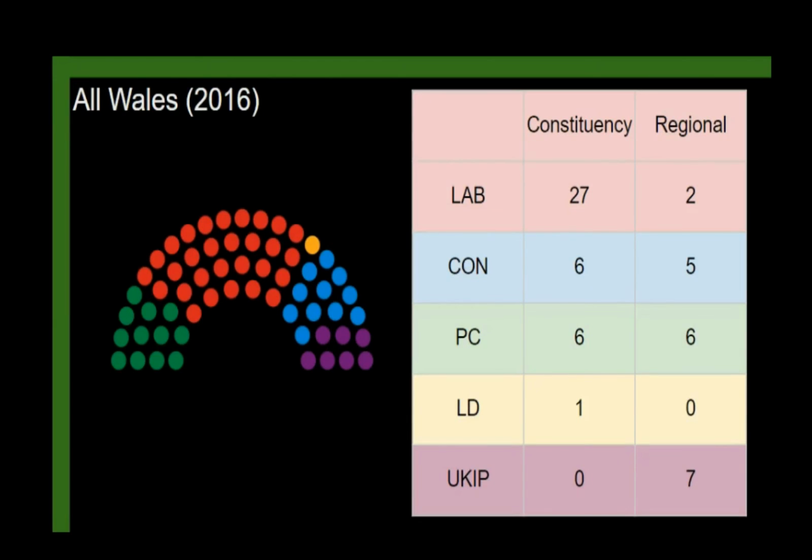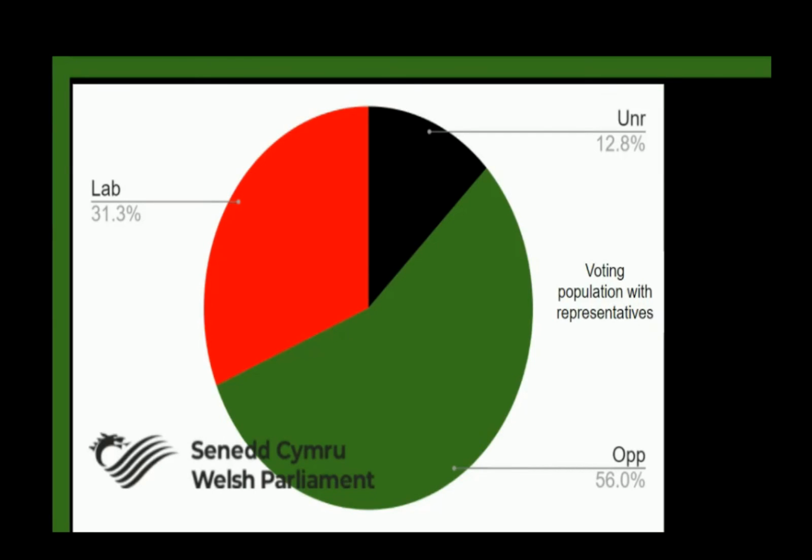Sticking with the 2016 elections, this is how the Senedd ended up turning out, with Labour getting a lot of local support, meaning that they only gained 2 regional seats. Conservative and Plaid end up with a healthy mix of the two. Liberal Democrats only really supported in one local constituency, not regionally. UKIP not getting any constituency seats, but still having a lot of support regionally. And for the whole of Wales then, you end up with 13% of the voting population not having supported any member sitting in the Senedd.